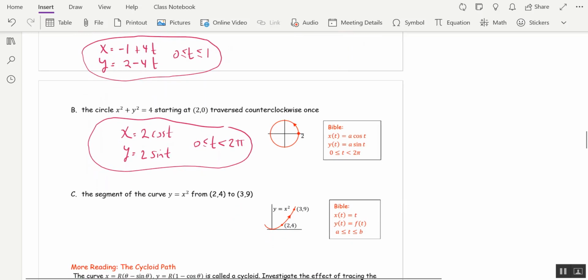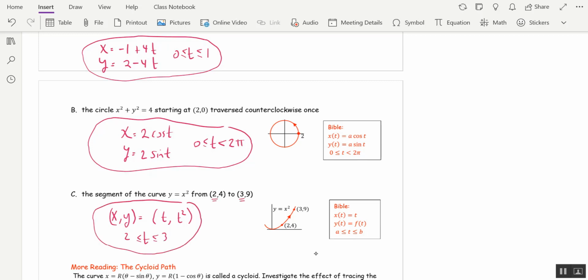All right, and finally, the function y equals f of x. I'll switch up the notation here. I'll use the single equation, x comma y equals, from our Bible, x is t and y is f of t. Well, f of x is x squared, so f of t is t squared. This one causes the most trouble with students because it's so easy, it's almost scary. And t is going to go from a to b. And in this case, a is 2 and b is 3. You want the x values. So 2 to 3. All right, and that's the end of this section.